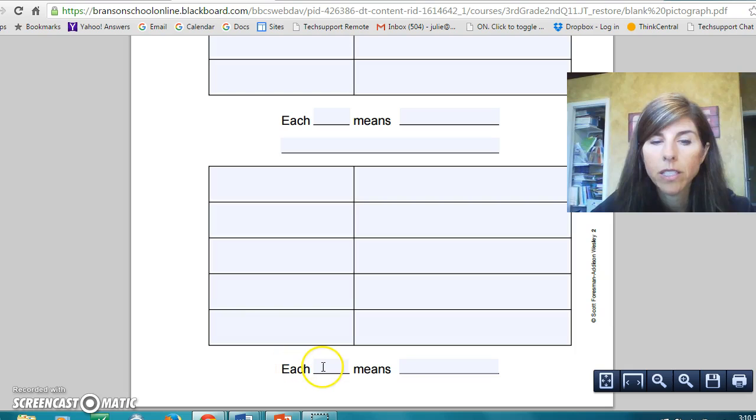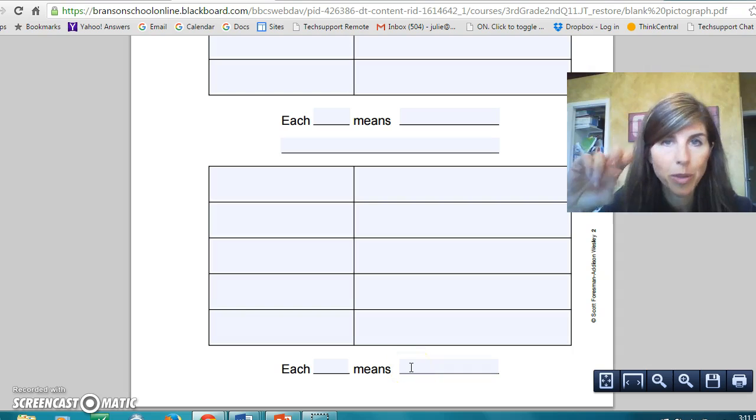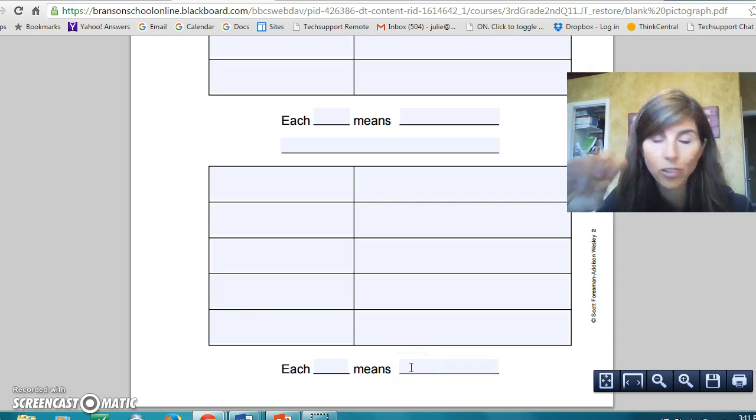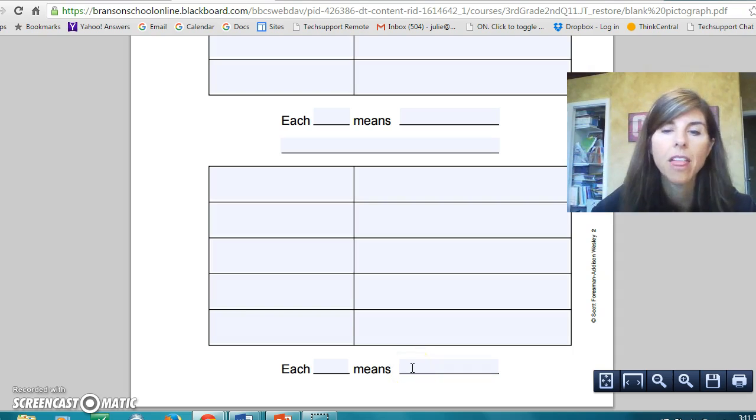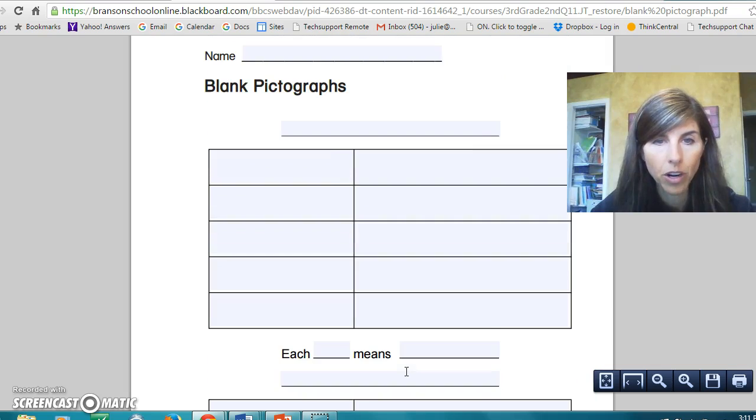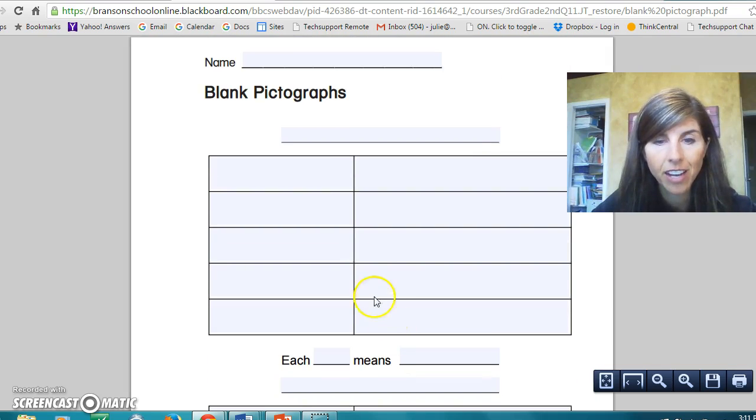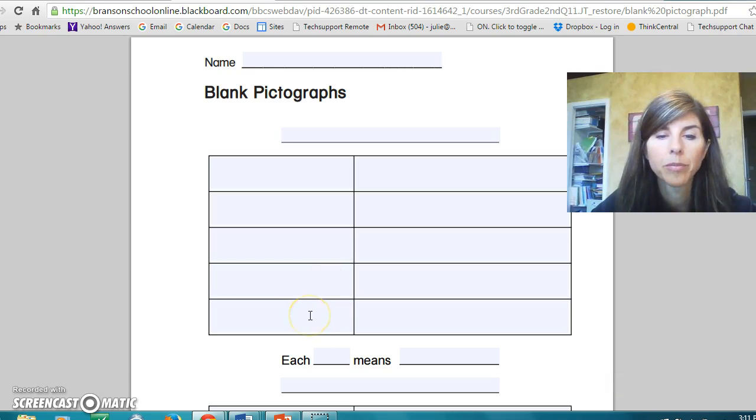You might want each picture to mean a lot, depending on how many you did. So if you could do 10 in a minute, maybe you want to have one picture represent 2. Maybe you want one picture to represent 10, or maybe you want one picture to represent 5. That is totally up to you. And that is it for your pictographs. So it's kind of fun. You get to pick a choice here. I would do cans, but that's me.